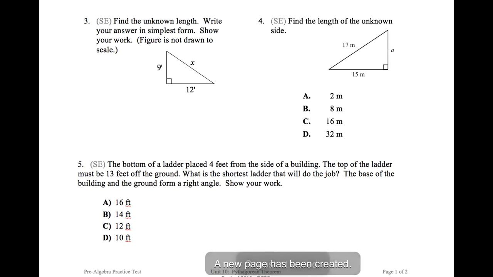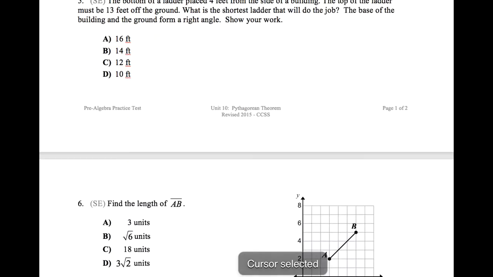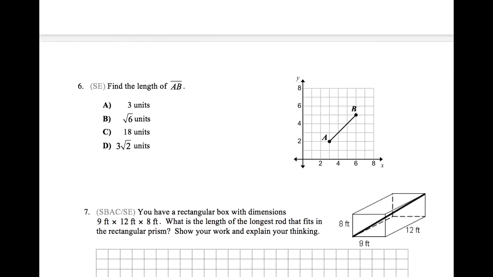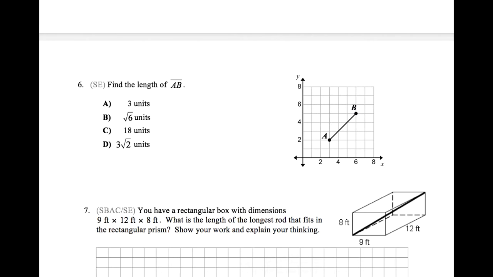Let's look at our next page. Focus on 6 and then we'll scroll down to 7. Find the length of AB. So our first step is to create a right triangle and measure our side lengths. My side length here is 3 and my side length here is 3, and I need to know what the distance is, which is going to be C. So 3 squared plus 3 squared equals C squared.